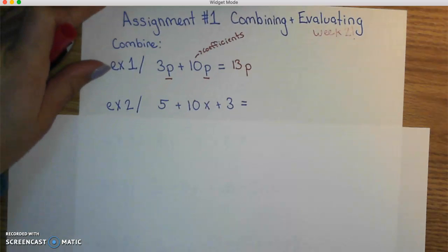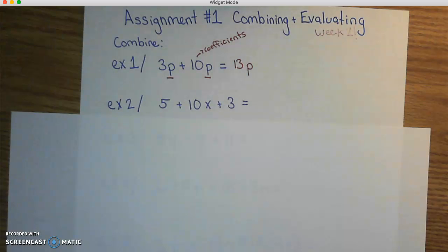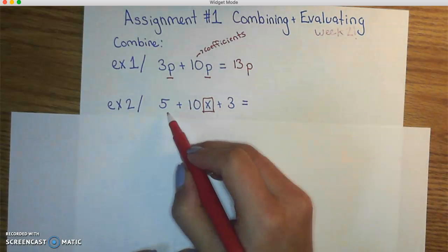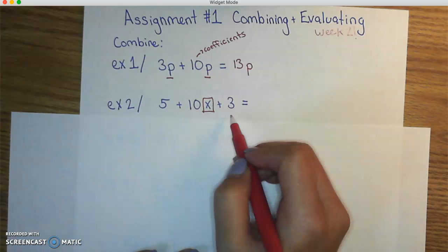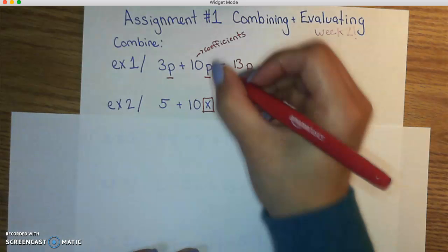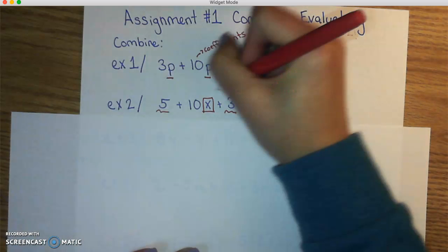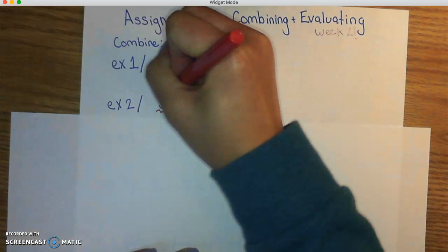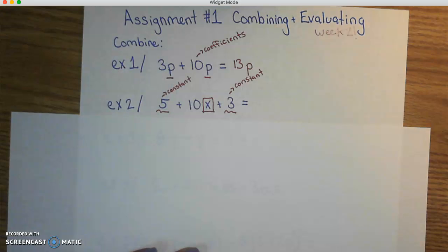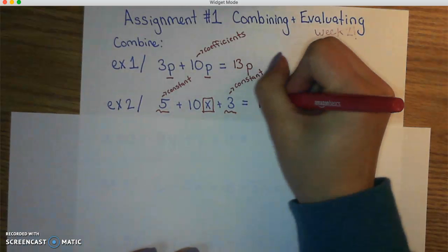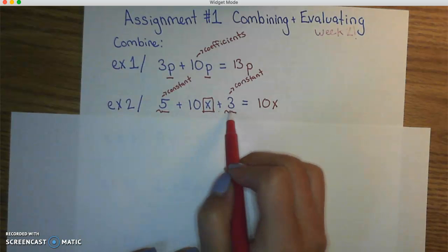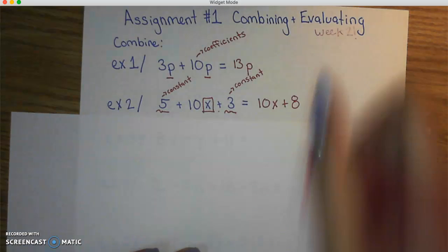This time in example 2. What's my variable? X. So I have team X. Is this on team X? No. Is 3 on team X? No. These are on team constant. Remember, if it has no variable, it's a constant. So the 10x stays because there's no other x's, but the two constants can go together. So this is 5 plus 3, 10x plus 8.